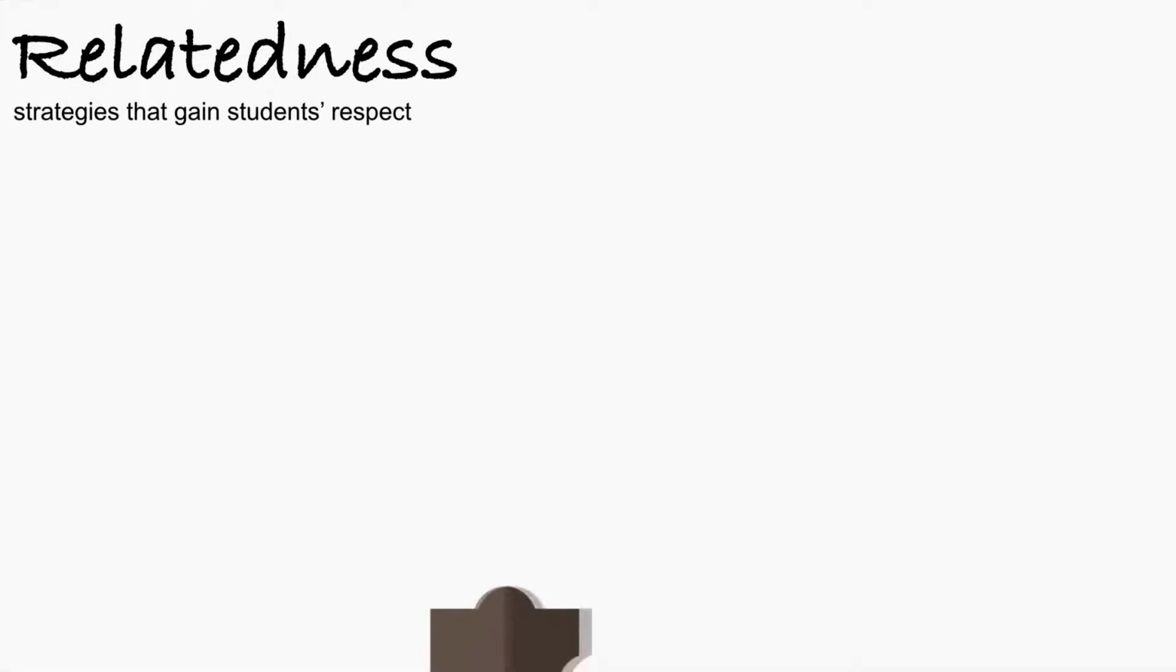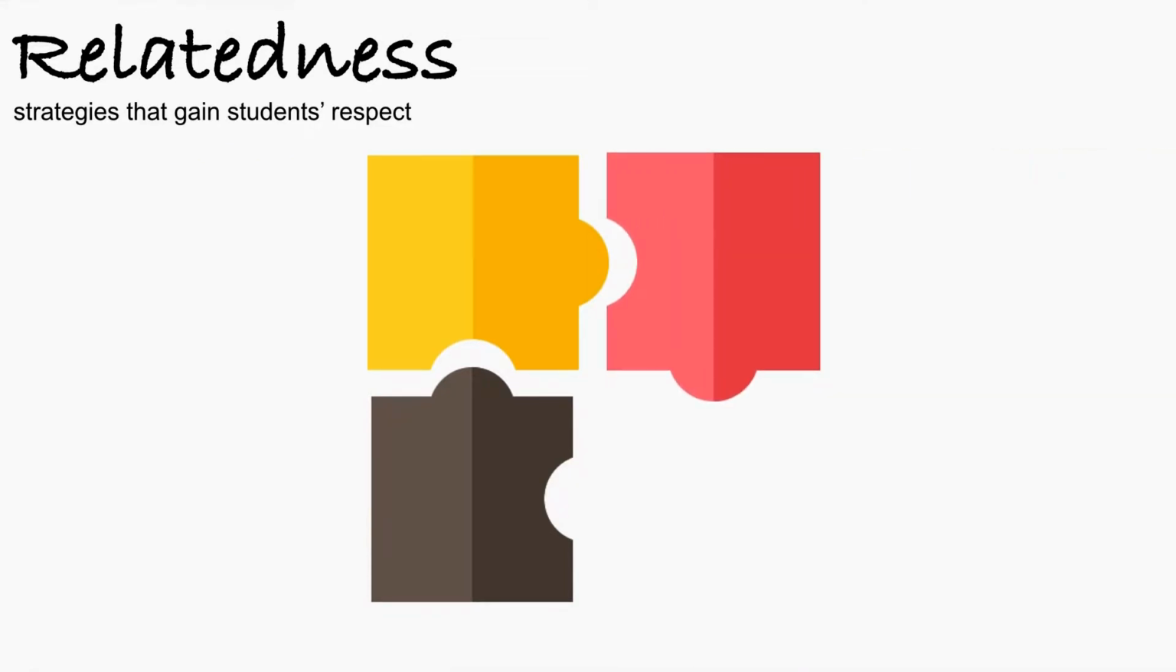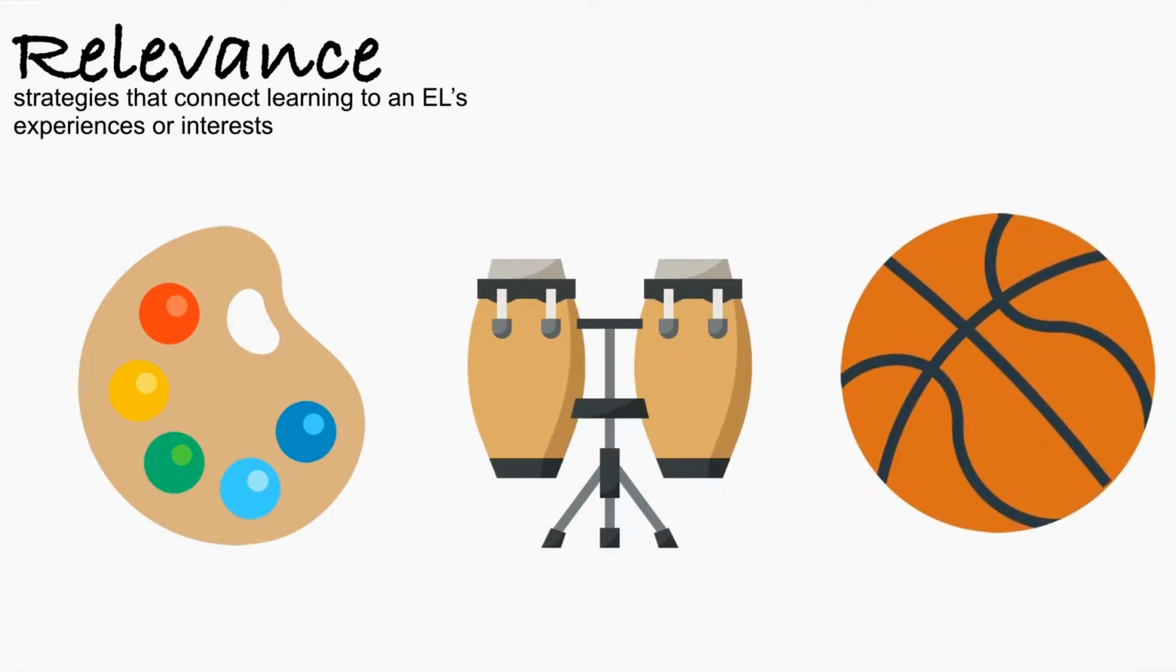Relatedness refers to strategies that gain their respect. This means adopting positive management strategies, practicing intentional grouping, and teaching students how to interact collaboratively. And finally, relevance refers to strategies that connect learning to an EL's experience or interest. We can either connect the learning to something outside of school or allow students to connect their interests to the content.